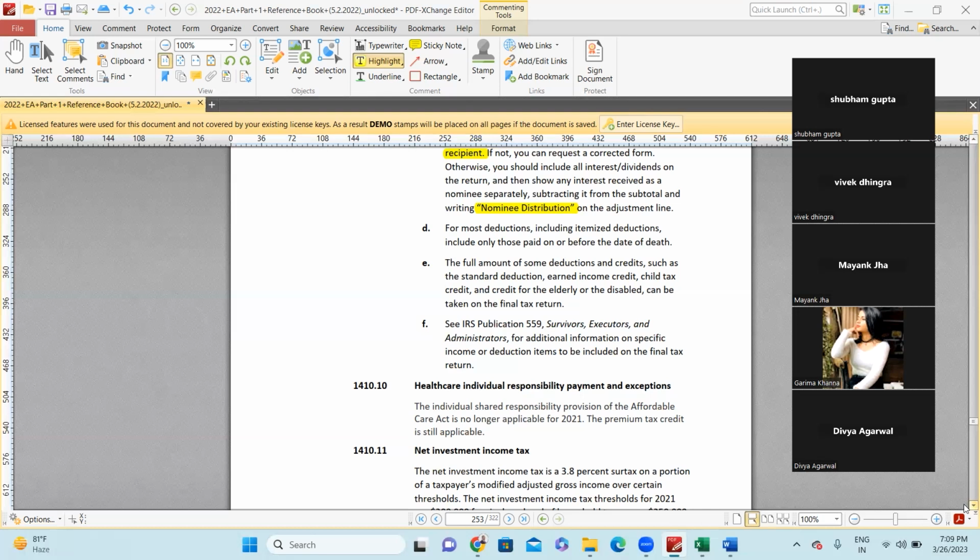Same way for the charitable contribution. If Mr. X is doing a charitable contribution of, let's say, $500 every month, and he has committed to contribute for the entire year, but for the 9 months he has contributed $4,500, so $4,500 can be considered for the itemized deduction, but the rest of the $1,500 for October, November, December will not be considered into the itemized deduction. Make sense?